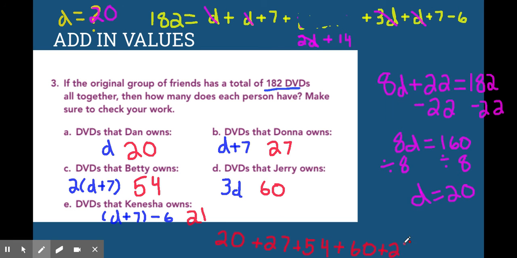That should equal 182. For the sake of time, I'm just going to get my calculator out here and add those together. 20 plus 27 plus 54 plus 60 plus 21 gives me 182. So there's my check, here's my work, here's how everything came together.